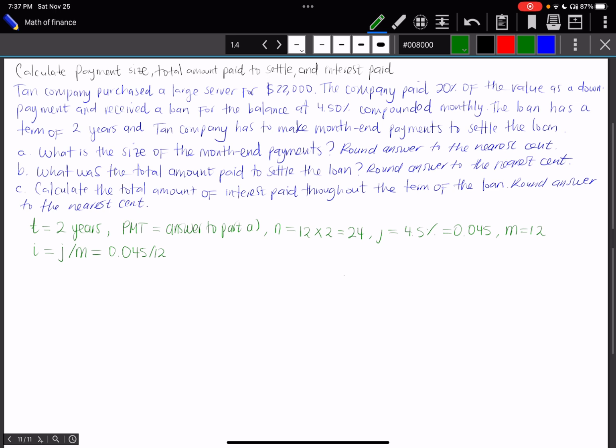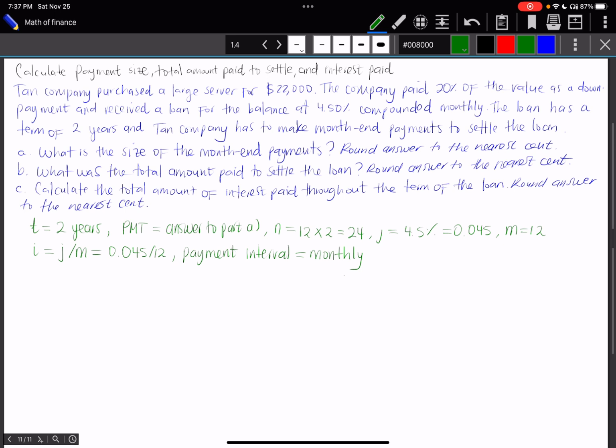Next we have the payment interval. The payment interval is the time between two successive payments. In this case, the payment interval is monthly. The payment interval is also called the payment period.